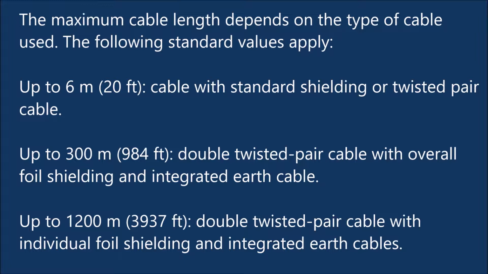Up to 6 meters (20 feet), cable with standard shielding or twisted pair cable. Up to 300 meters (984 feet), double twisted pair cable with overall foil shielding and integrated earth cable. Up to 1,200 meters (3,937 feet), double twisted pair cable with individual foil shielding and integrated earth cables.